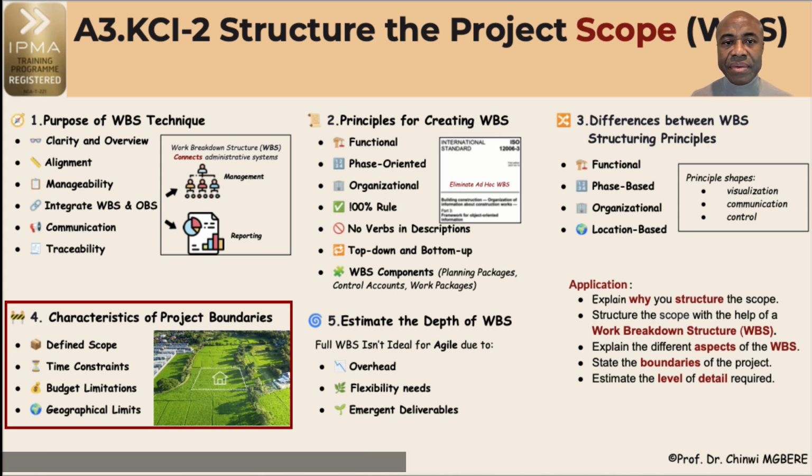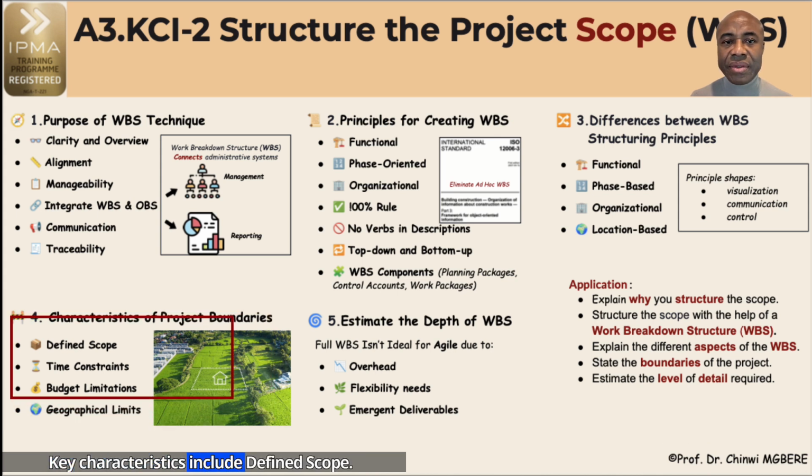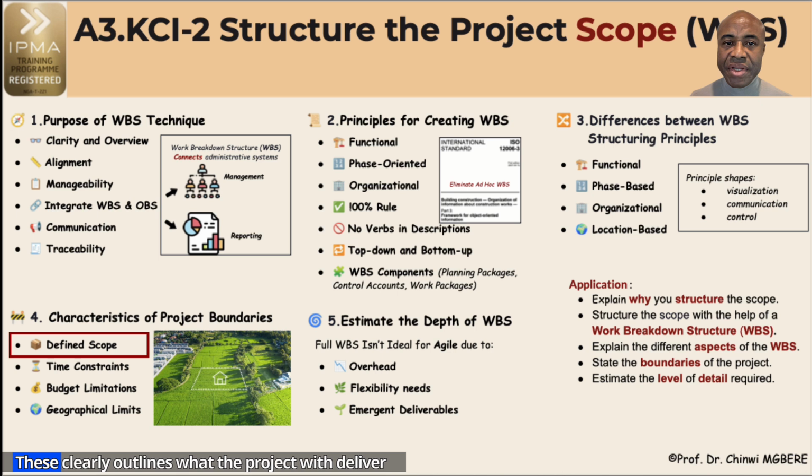Key characteristics include defined scope. This clearly outlines what the project will deliver in scope and what it will not deliver out of scope. This prevents scope creep and manages stakeholder expectations. For example, in scope, design, build, and test a new mobile app. Out of scope, marketing the app or providing customer support post-launch.